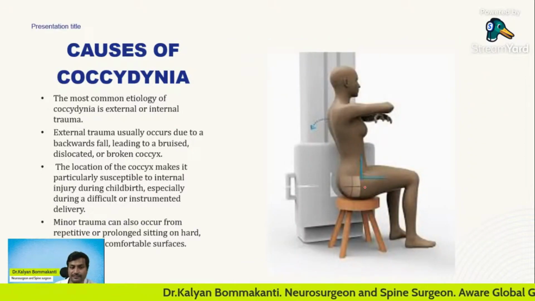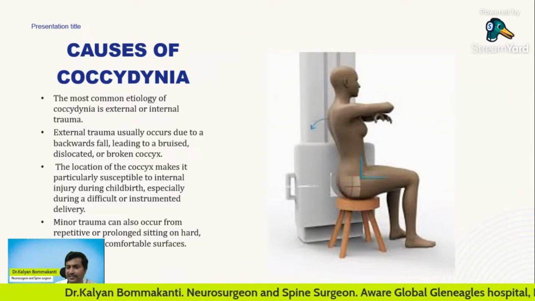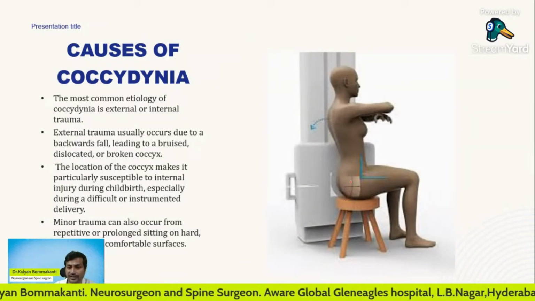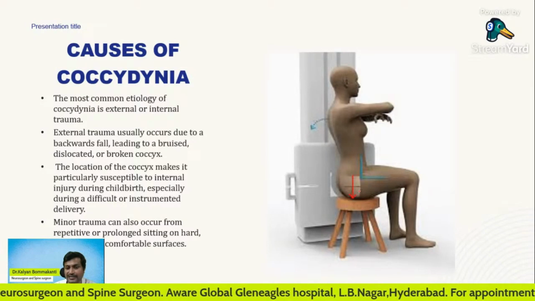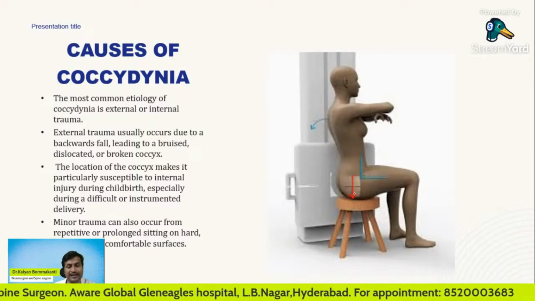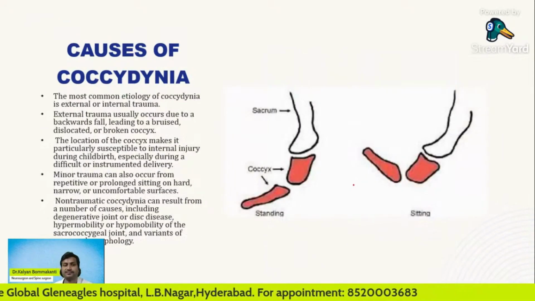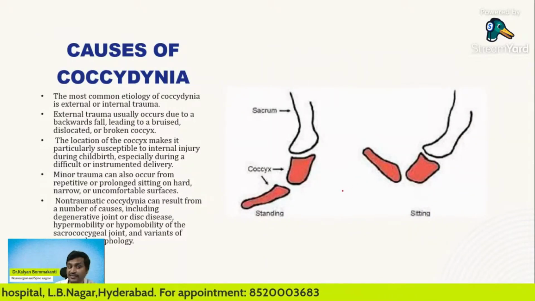Prolonged sitting. Minor trauma, prolonged sitting. If your chair is bad, if you are sitting for a longer time, the coccyx repeatedly hits the chair, and over long duration, this can lead to coccydynia. Okay, these were the traumatic causes.